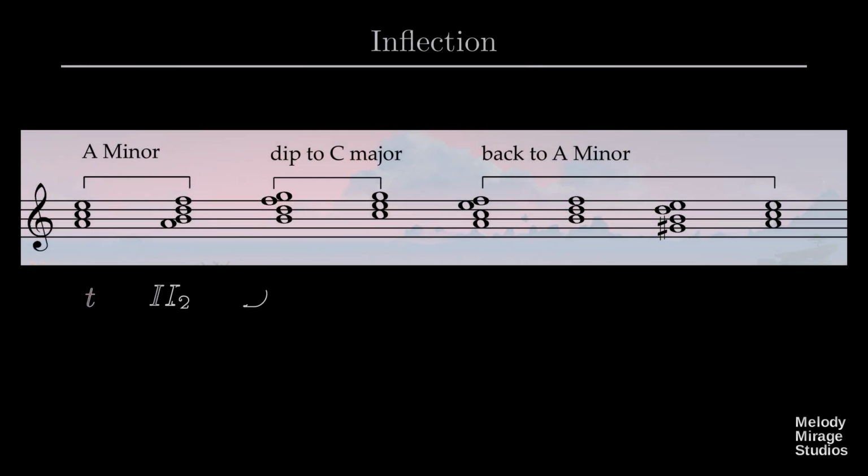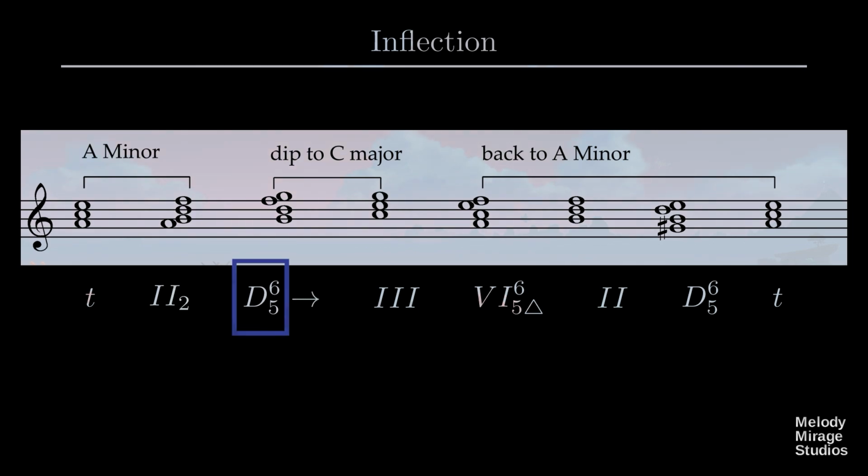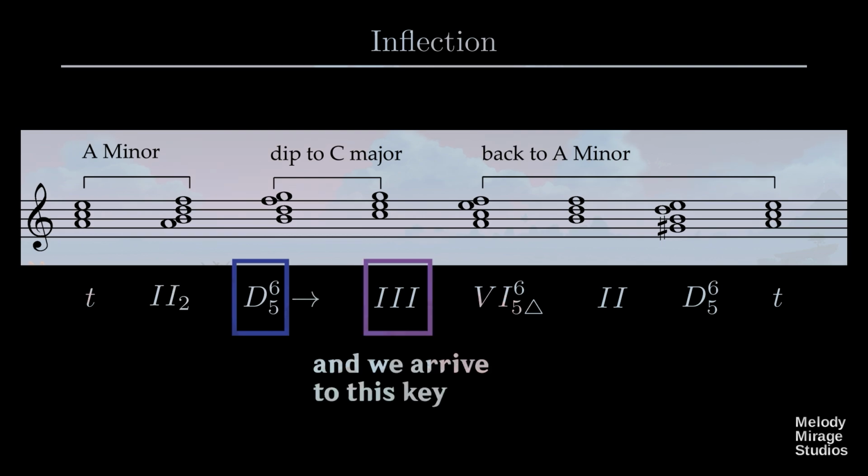Now let's bring the heavy guns. Inflection is a slight dip to a different key. Well, let's say we dip from A minor to C major, then again back to our home key. It'll be shown through an arrow, basically saying that this chord is from the key of this degree.